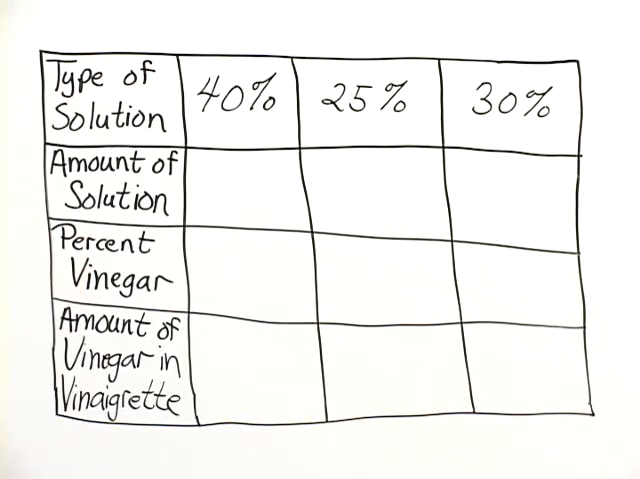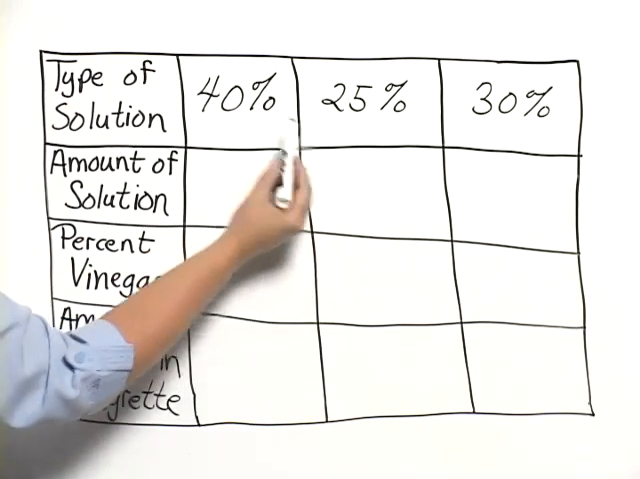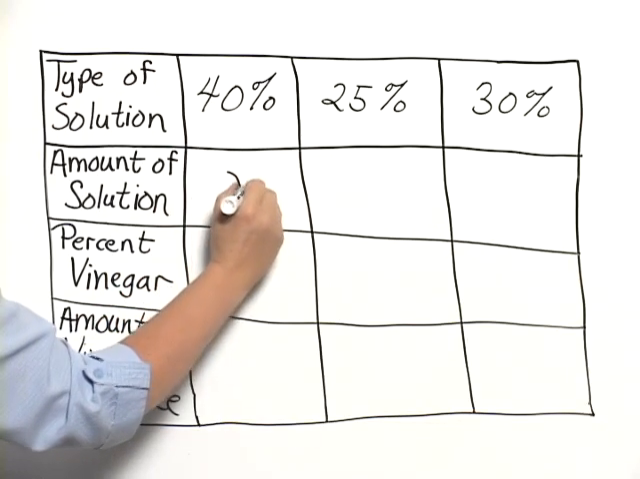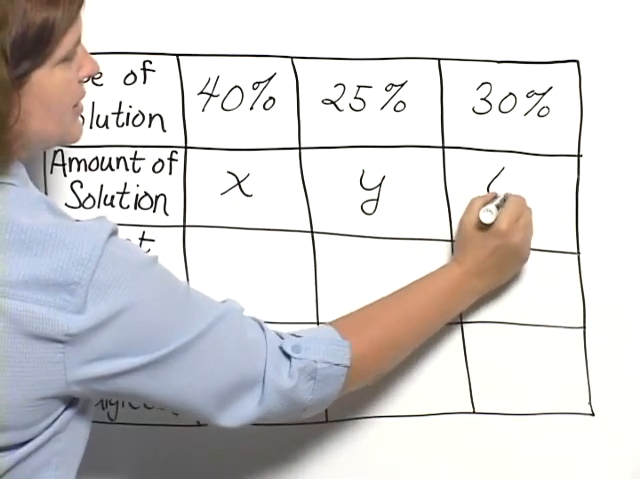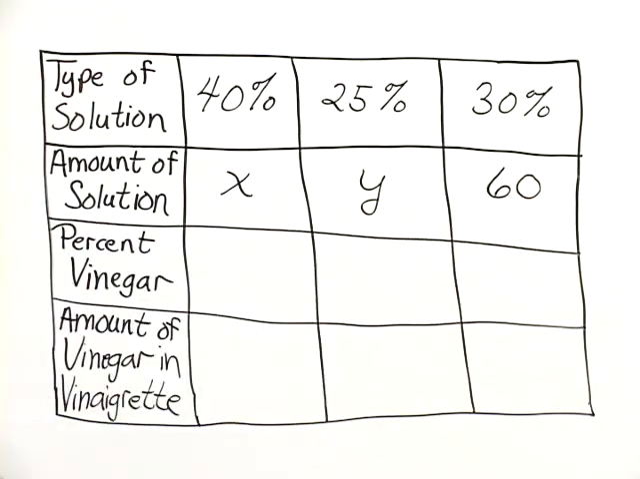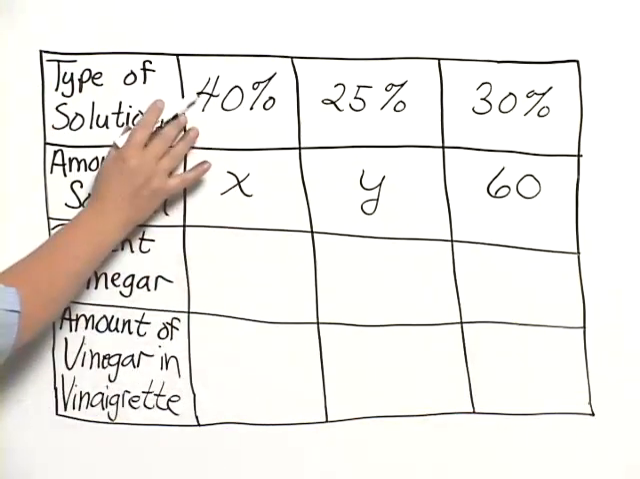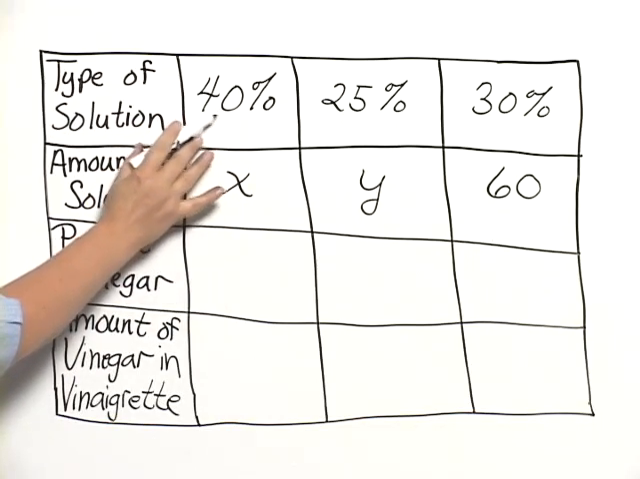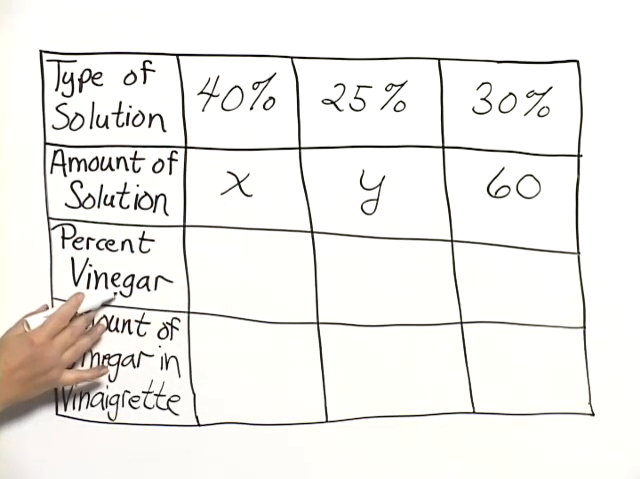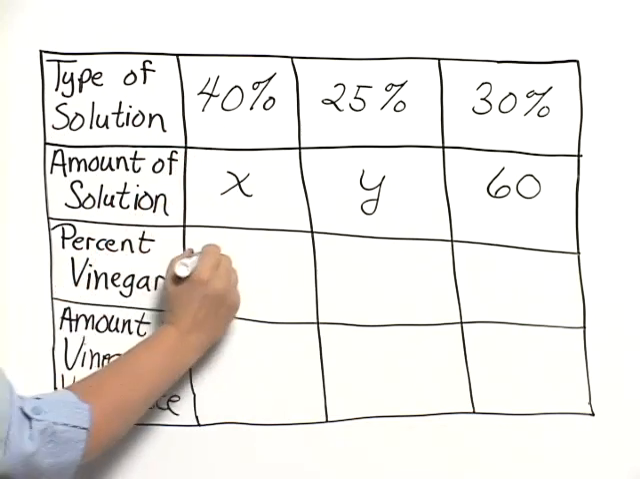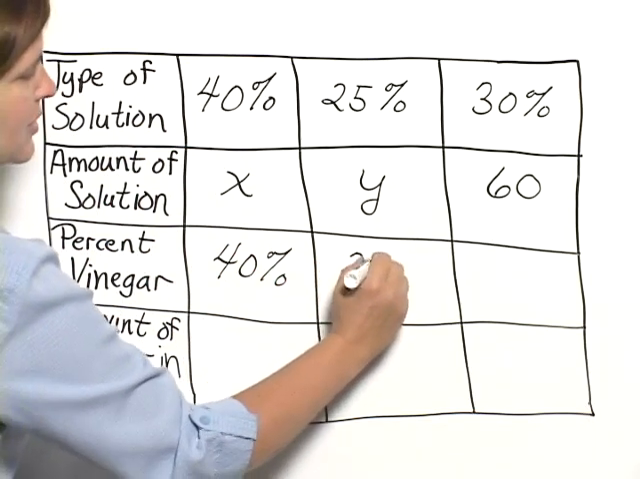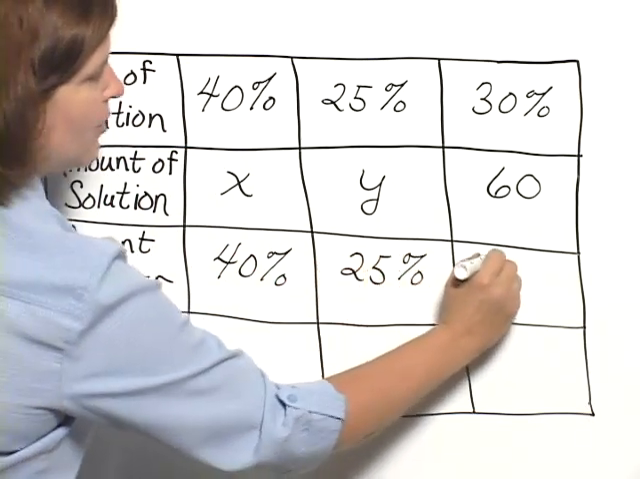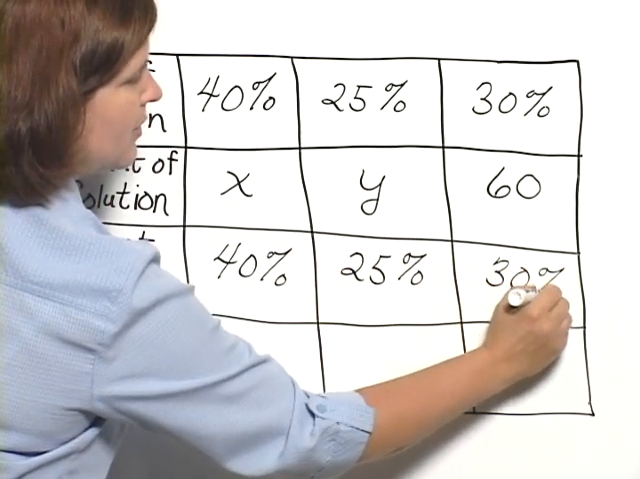The amount of solution, well, we want to find how much to use of these two, but we said that the 40% was going to be x, the 25% was going to be y, and we want to end up with 60 liters when we're done of the 30%. Now this next column here, in this case, is going to be just a repeat of the top. If these had been names, then it would be different. Here we want the percent vinegar, and since we just called it a 40% vinegar, it's going to be the same thing. 40% vinegar in the first vinaigrette, 25% vinegar in the second vinaigrette, and 30% in the final solution.